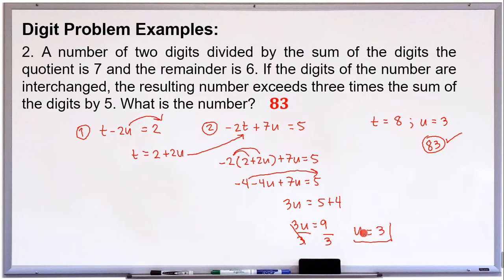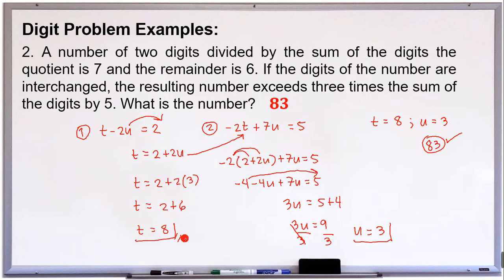Next, once we have the value for our u, we're going to substitute this to the first equation in order to solve for t. So we have t is equal to 2 plus 2 times the value of u, which is 3. Then simplify this one. So you have 2 plus 6. Therefore, t is equal to 8. So we still arrive at the same answer as from the calculator.